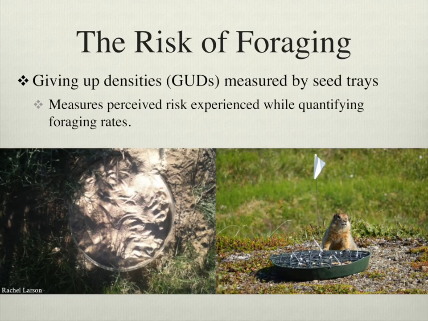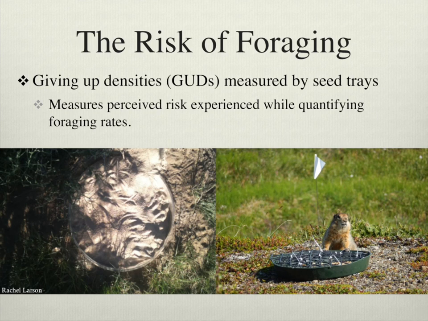So what are giving up densities? Well, giving up densities measures an organism's quitting harvesting rate, which is how much of a known food source they're willing to leave behind given the amount of perceived risk they're experiencing within their environment. So basically, if they're experiencing high risk, they're not going to stay in one spot for a period of time, so they're more likely to leave greater amounts of food behind. This would be indicating a higher giving up density. That's in contrast to if they're experiencing low risk, they might eat more food. They feel relatively safe, and that'll be a lower giving up density.